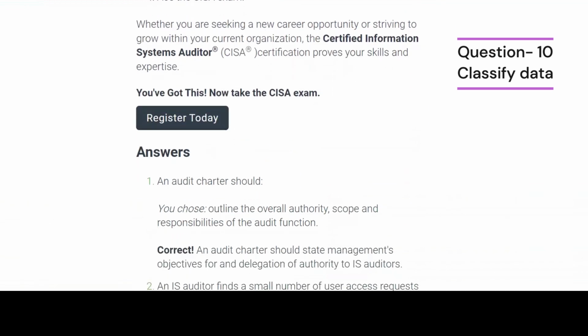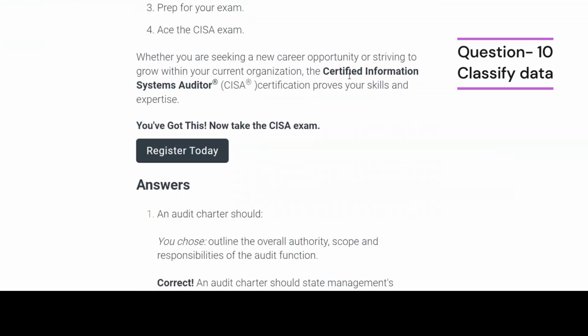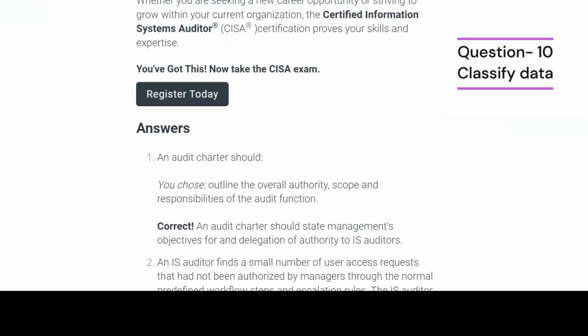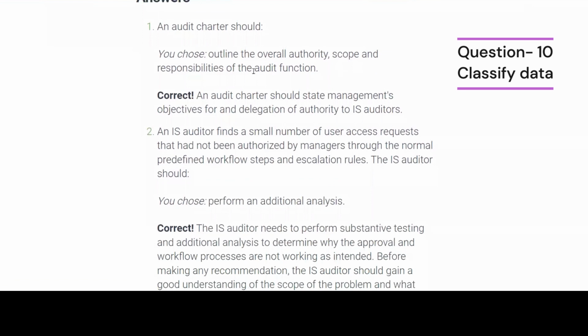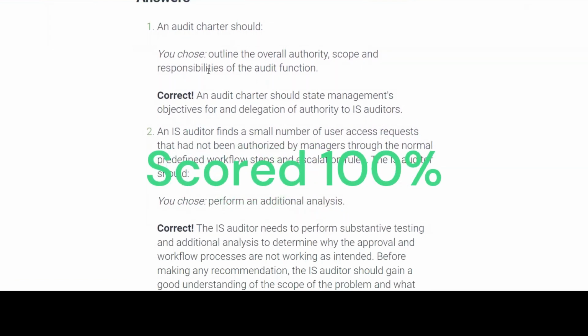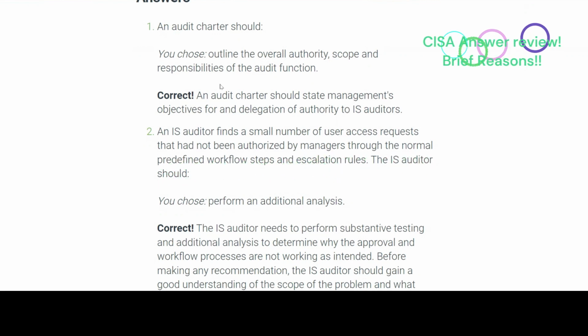Basically, I will skip all this, and we talked about Certified Information Systems Auditor. So let's see that one. Auditor charter should be the right answer because it gives the additional information and outlines the overall authority. Charter means the scope, authority, and roles and responsibilities. That's the reason I chose the auditor charter. When you say charter, it's all about scope, responsibility, and authority.